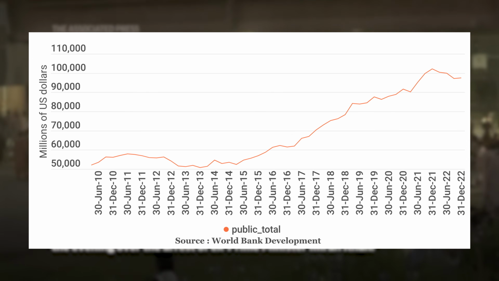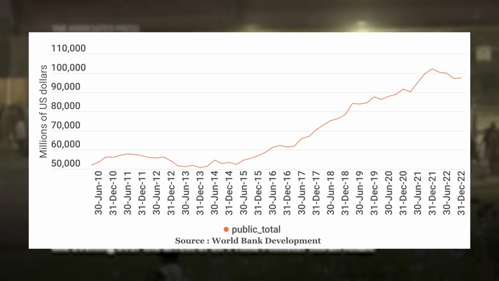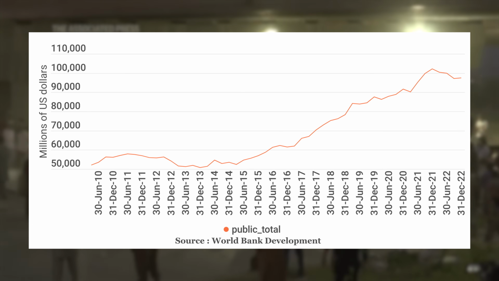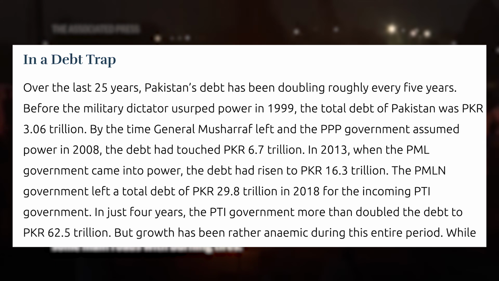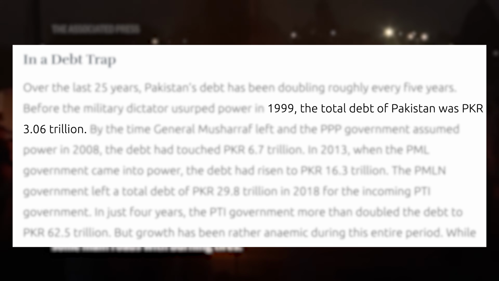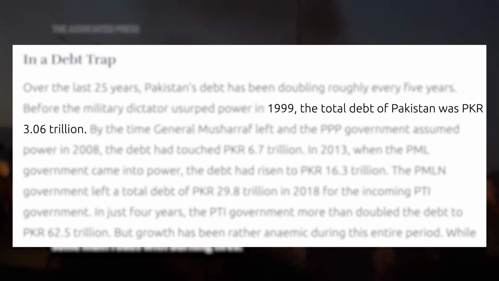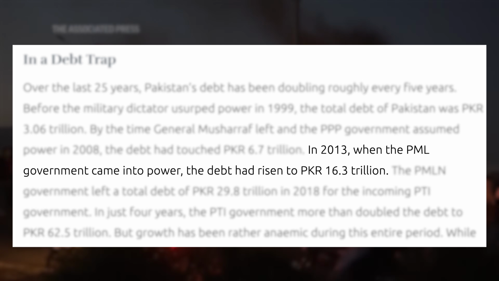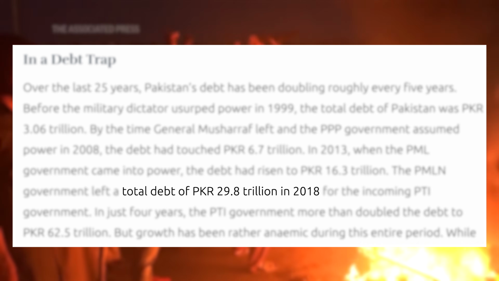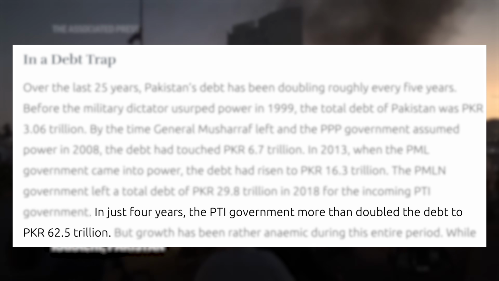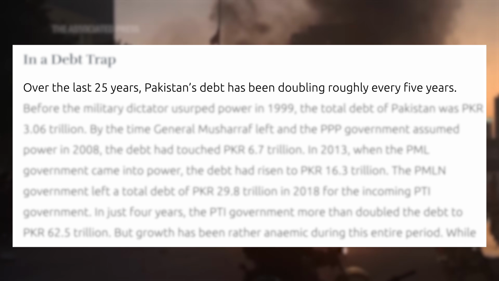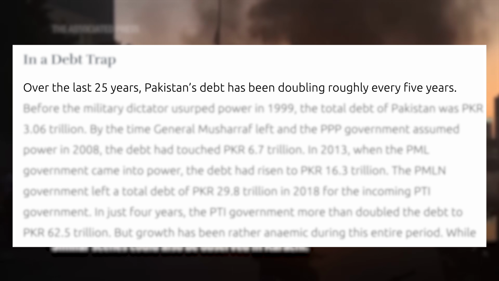The foundation of Pakistan's economic problems stem from a 25-year period of excessive use of debt. In 1999, the national debt of Pakistan stood at just 3 trillion rupee, and each government that came into power every few years continued to borrow more and more money, raising the national debt to around 60 trillion rupee by 2022. That represents a doubling of the country's debt every 5 years for 25 years.